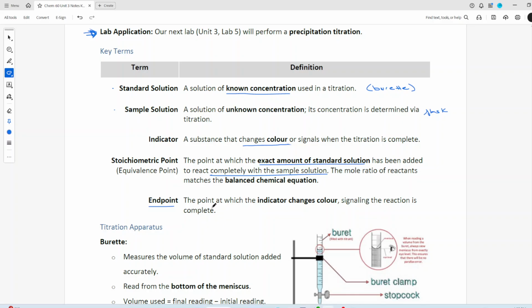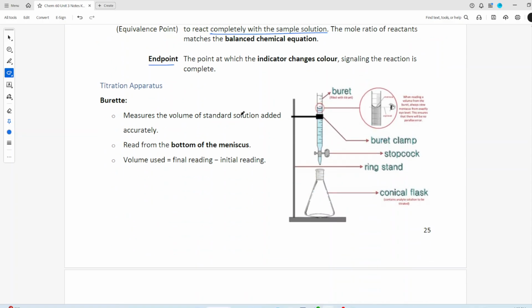The end point is the point at which the indicator is going to change color, signaling that the reaction is complete. So what is a titration apparatus? Well, it combines a burette, which you can spell B-U-R-E-T-T-E or B-U-R-T-E-T. I don't know what the difference is, but it's going to be filled with your standard solution. And it measures the volume of standard solution added very accurately. These burettes look massive, but they don't actually hold that much liquid. There's just a lot of precision in the data.